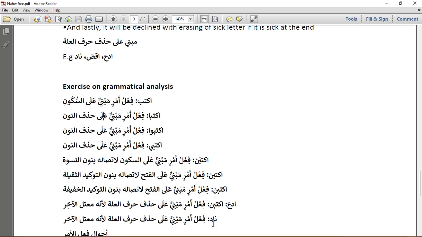Uktubu mabni ala hadfi nun. Uktubi mabni ala hadfi nun. Then when we now have nun niswa, we say mabni ala sukun litisali bi nun niswa. Then those ones we have extra attachments: nun al-tawkid al-khafifa and nun al-tawkid al-thaqila is mabni ala al-fath litisali bi nun al-tawkid. Then for the weak verbs, the verbs with weak letters at the end, we say mabni ala hadfi harf al-illa, because that was what we did to get our fi'l amr.